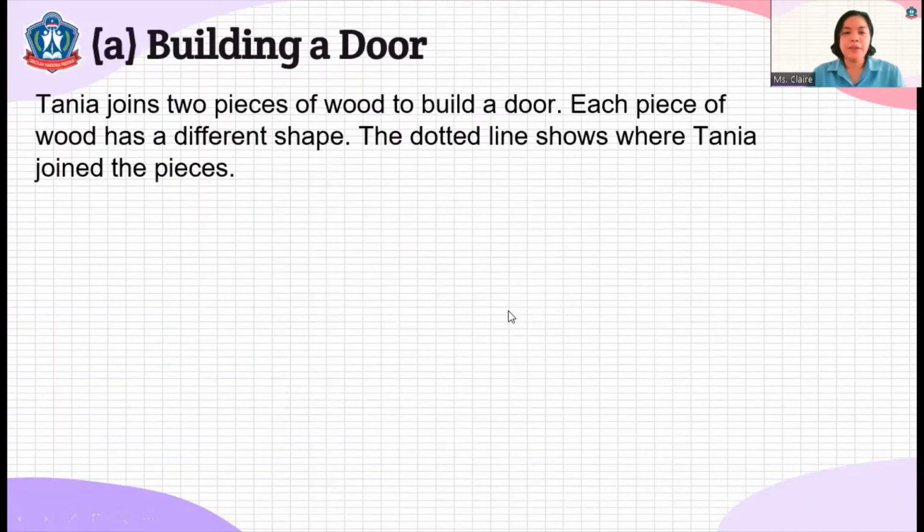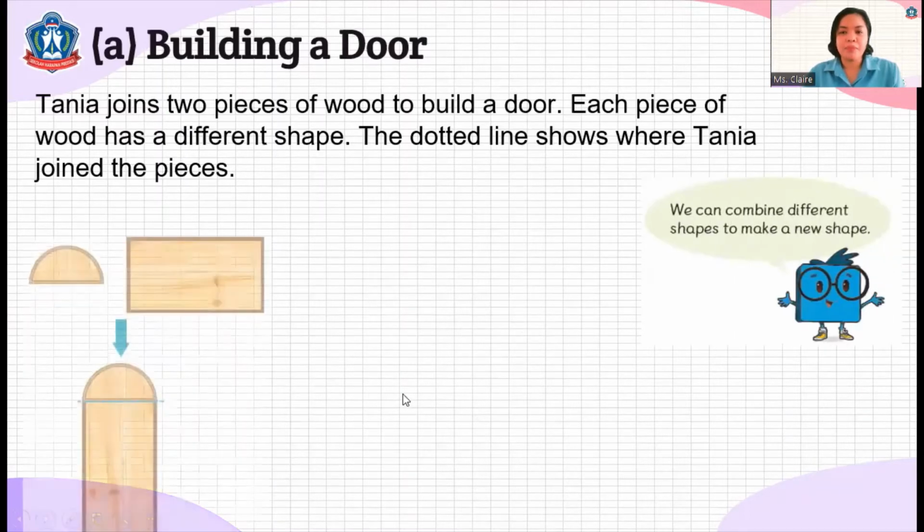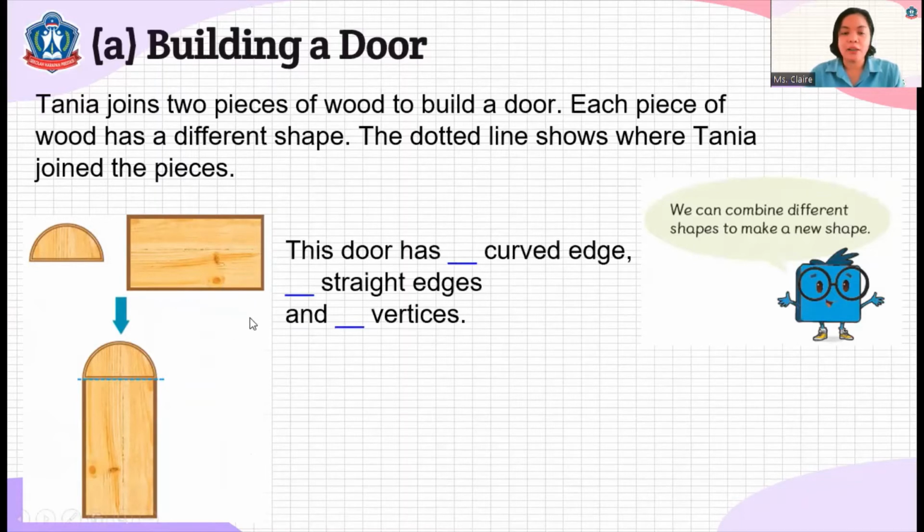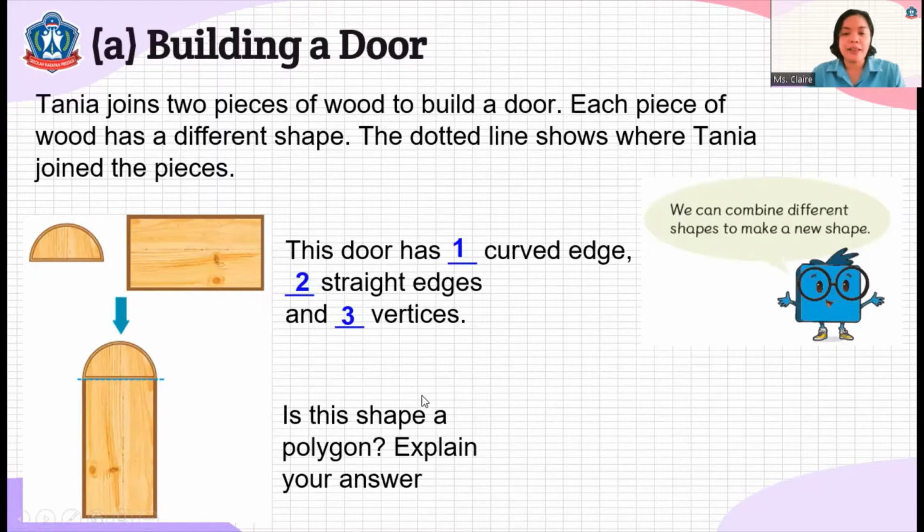Okay, let's continue. Tanya joins two pieces of wood to build a door. Each piece of wood has a different shape. The dotted line shows where Tanya joined the pieces. Children, we can combine two shapes to make a new one. What are the shapes that Tanya combined to make the door of her house? This door has one curved edge, then it has two straight edges and three vertices.